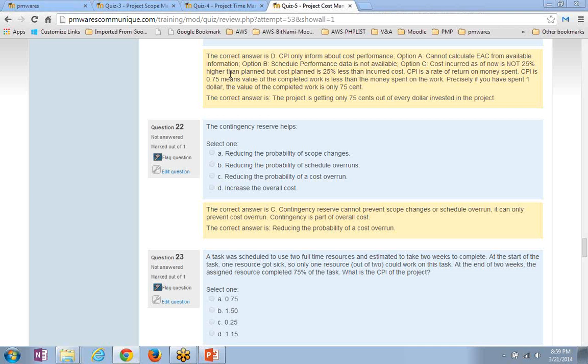But in our question, we don't have any context, right? The simple question is the contingency reserve helps reducing the probability of scope changes. That is definitely wrong. So reducing probability of schedule overruns, which is there in your handout. Then obviously my first thought was reducing the probability of cost overrun, and definitely that is what you also recommended. So in this situation, we should go with the primary objective in mind that cost is targeted, right?